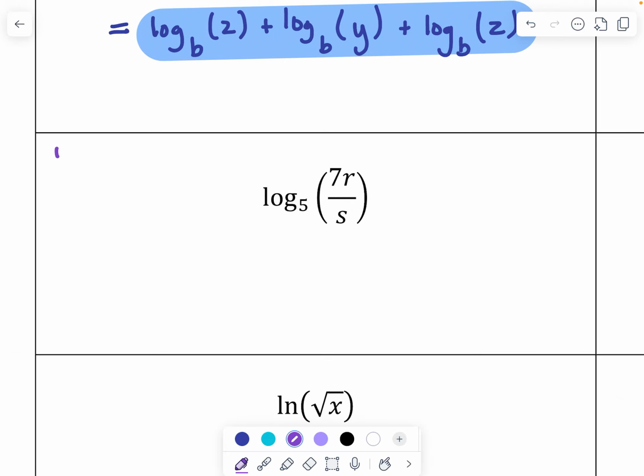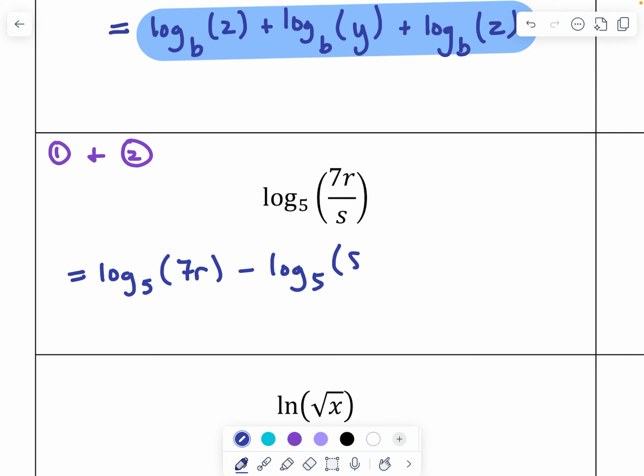All right, this one's going to make use of property 1 and property 2 because we have a multiplication and a division. So this is going to equal log base 5 of 7r. I'm going to do this in 2 steps. You could do this in 1 step. But 7r minus log base 5 of s, right? All I'm doing here is I'm turning the division inside the logarithm into subtraction outside the logarithm.